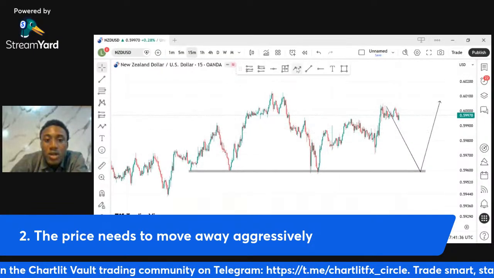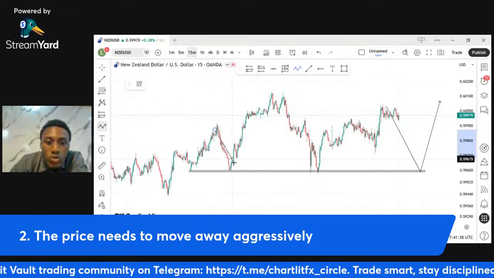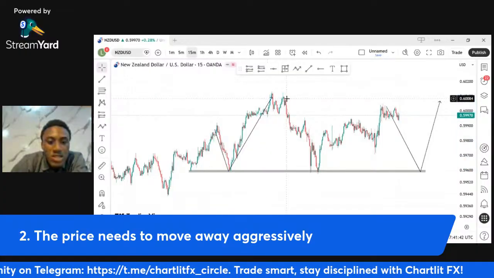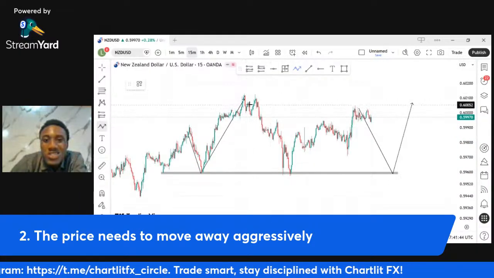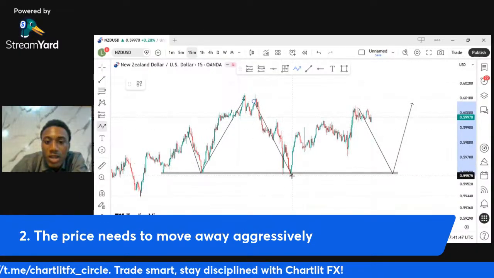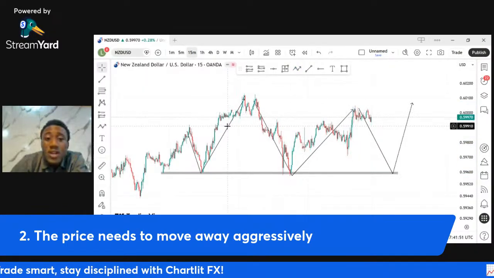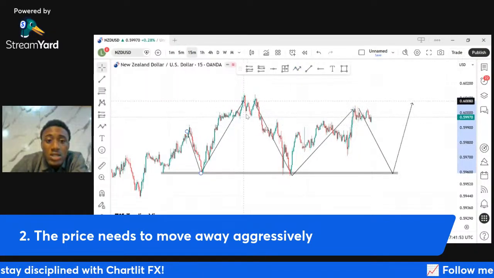Now, let me stay in drawing mode. You can see price approached here, moved up aggressively. You can see this whole move pushed up aggressive. So this is a valid key level. Came back here, pushed up again aggressively. Another valid key level. These are all key levels.